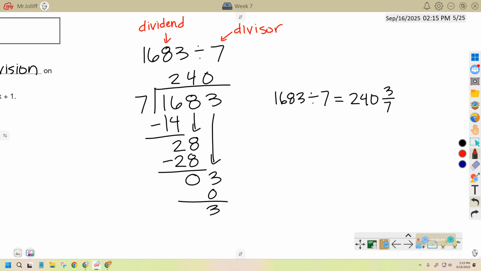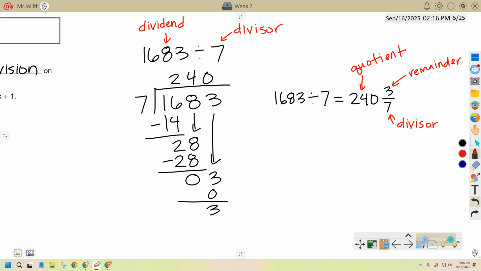So some new terms. We know dividend and divisor. That is my quotient. The number on top is my remainder. And which number is in the bottom of that fraction? The dividend or the divisor? That's the divisor, yeah. So when I go to make the fraction that represents my remainder, it's remainder over divisor.